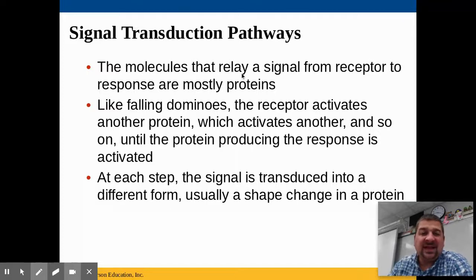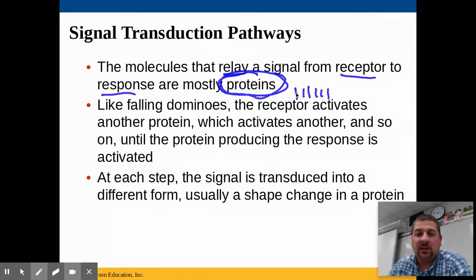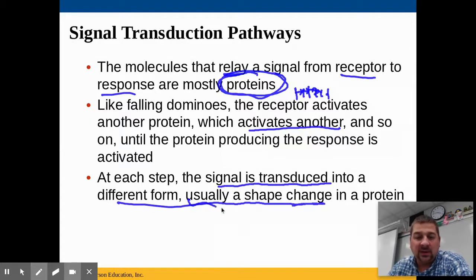The molecules that relay or transduce this signal from receptor to response are most likely proteins. It's like falling dominoes that are set up, and when one falls, that causes the next, the next, the next. One activates another, and on and on until you get to the response step. At each step, the signal is transduced into a different form. Most of the time we're talking about a shape change in the protein.